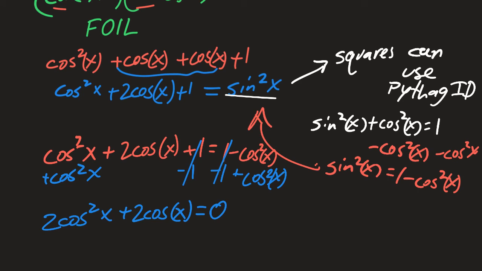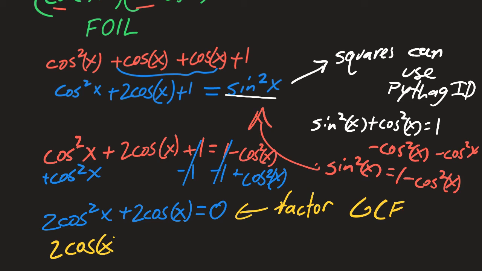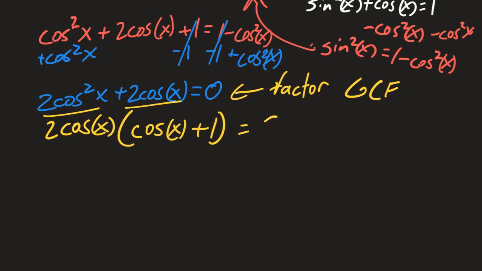And I see some commonality between these two. What can I separate out or factor from here? My GCF, or greatest common factor, is going to be 2 cosine of x. Okay. Left inside, I'm going to have cosine x, and on the right one is plus 1. Okay. So when I took out a cosine, this left me with just a single cosine from this one and a 1 for this one. Remember, this is all equal to 0.